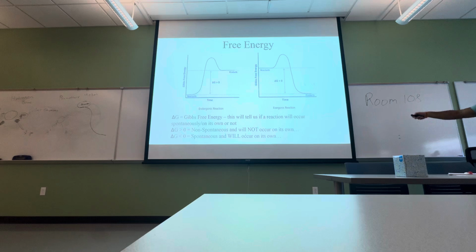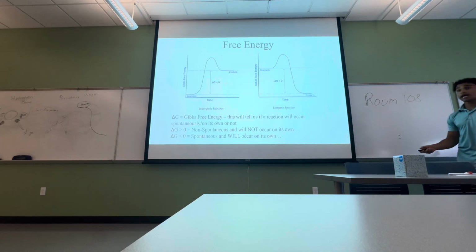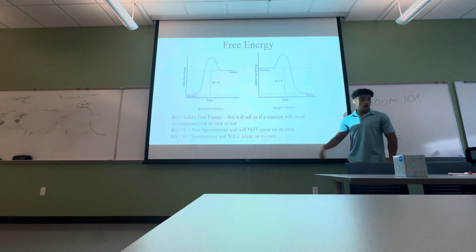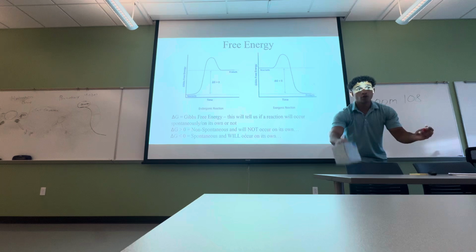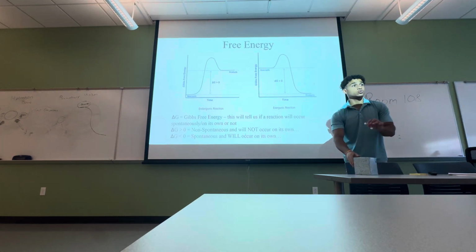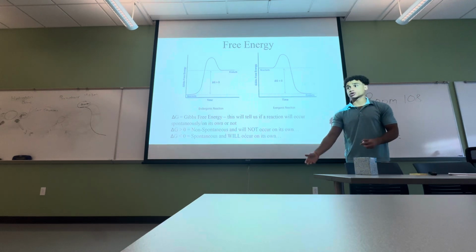Now, in this case, exergonic reactions are releasing lots of energy. And in that case, they have a delta G, which is the change in Gibbs free energy, of less than 0. Okay? And this states that the reaction is spontaneous. And if it's spontaneous, it will occur on its own. So if this molecule and this molecule come together, they will react on their own without having to require any energy. They'll start breaking and forming whatever bonds they need for the reaction to occur.